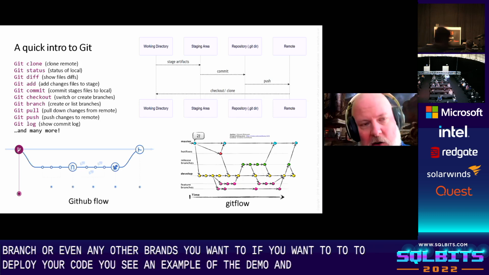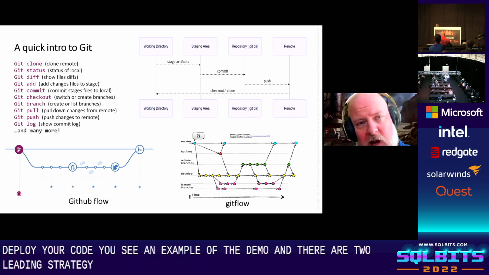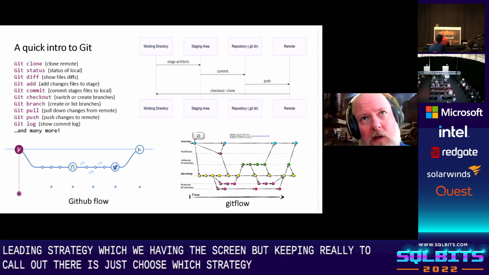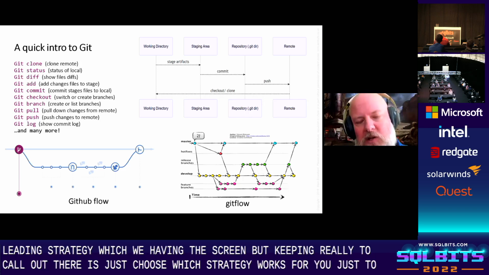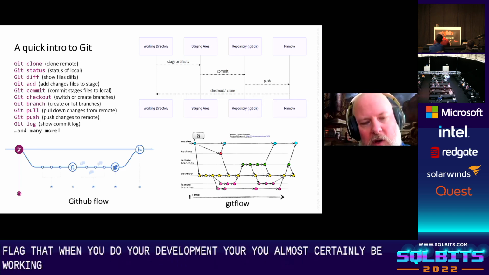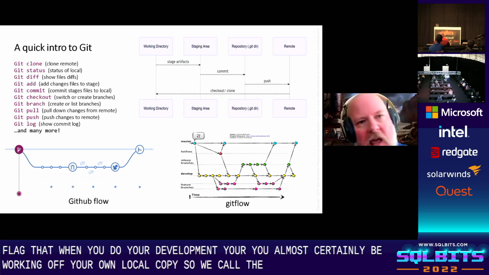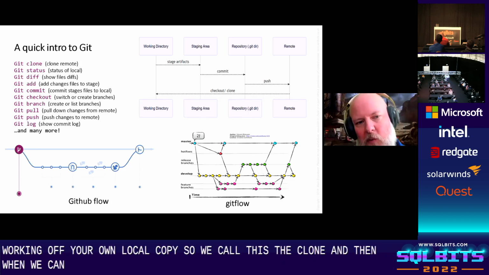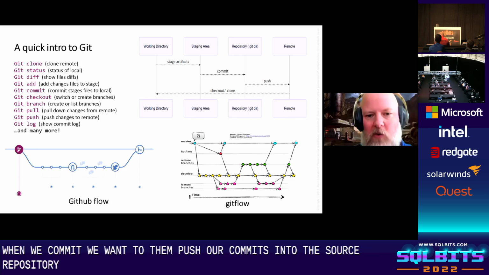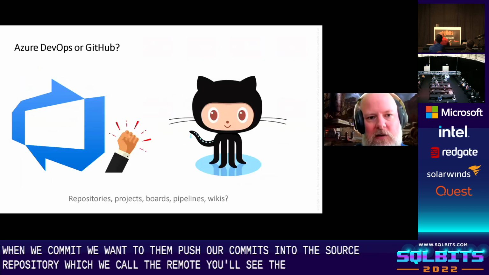And there are 2 leading strategies which we have on the screen, but the key thing really to call out there is just choose which strategy works for you. Just to flag that when you do your development, you'll almost certainly be working off your own local copy. So we call this the clone. And then when we commit, we want to push our commits into the source repository, which we call the remote. You'll see that in action shortly.